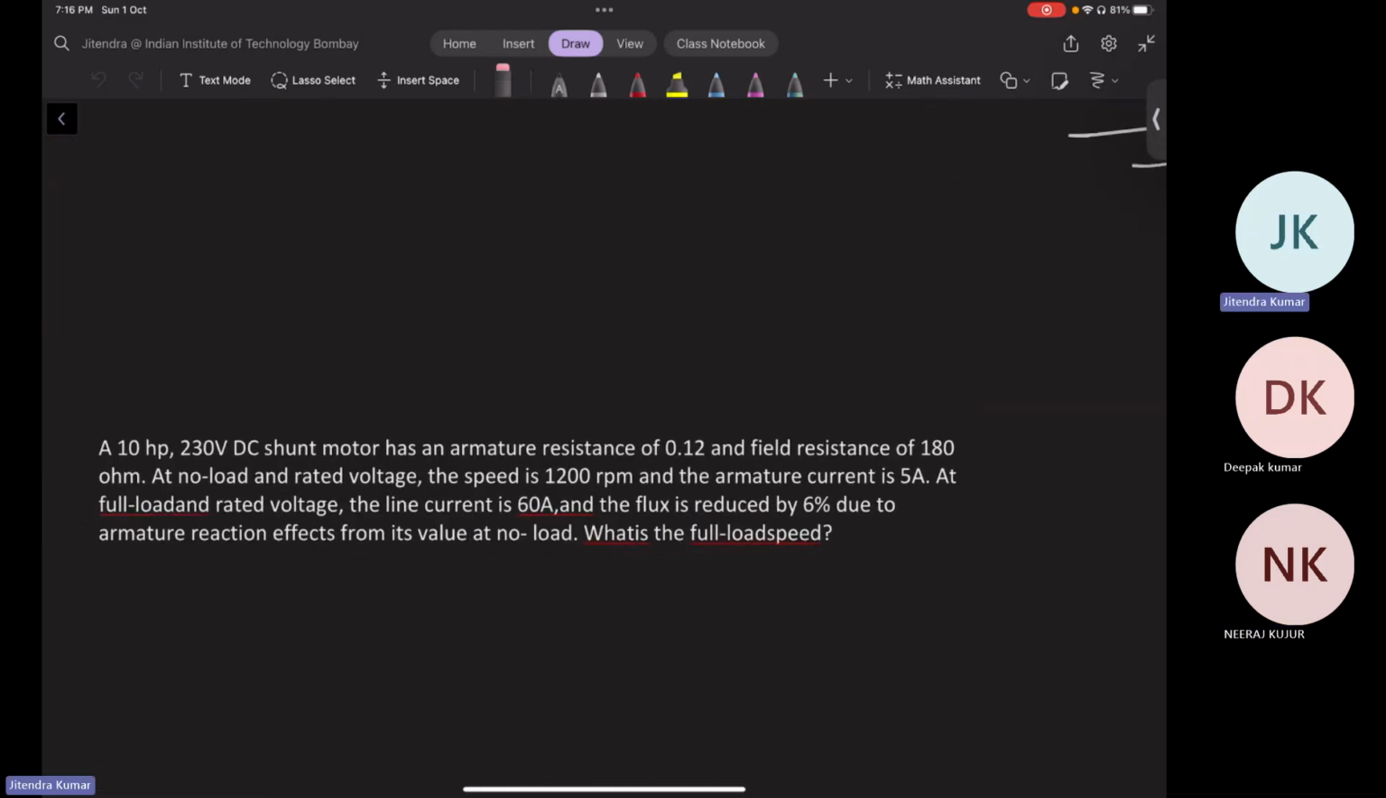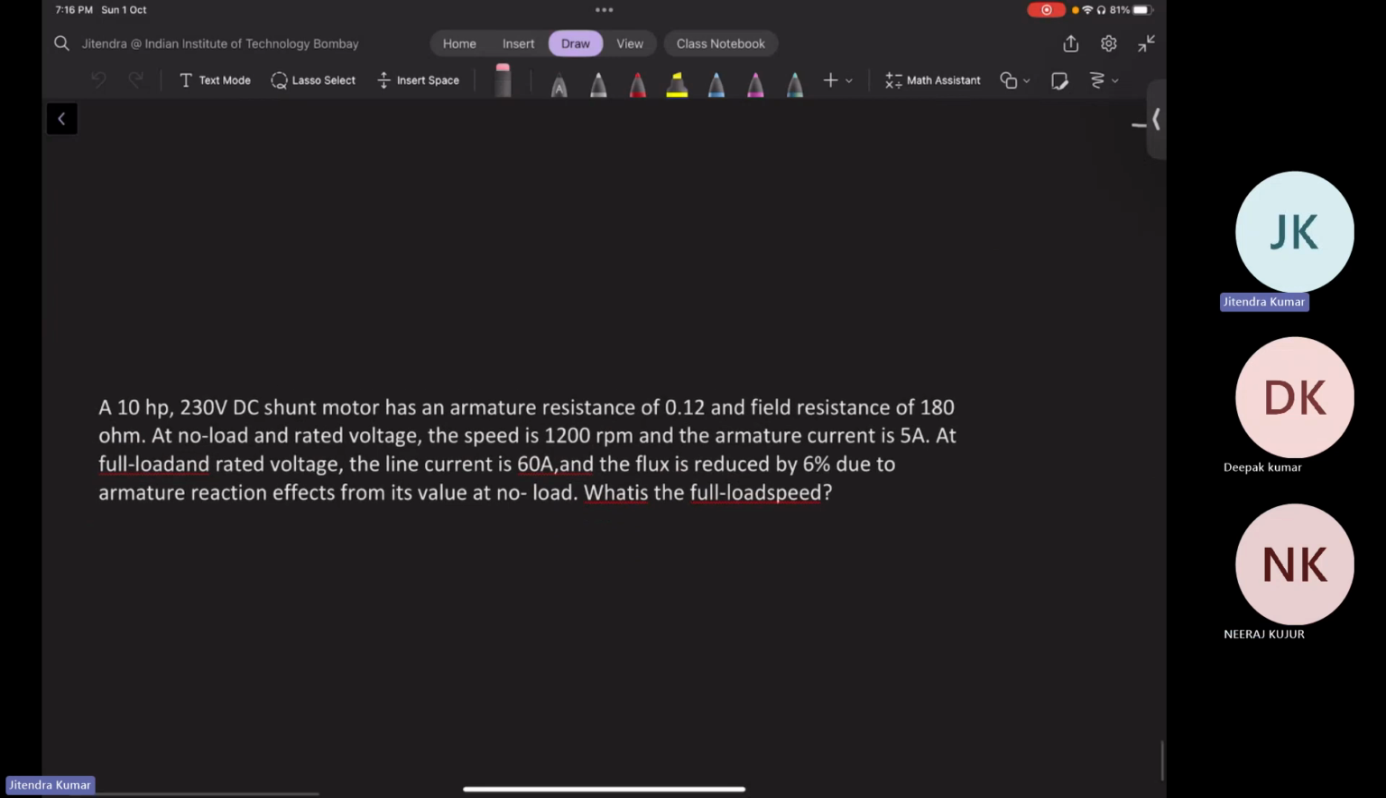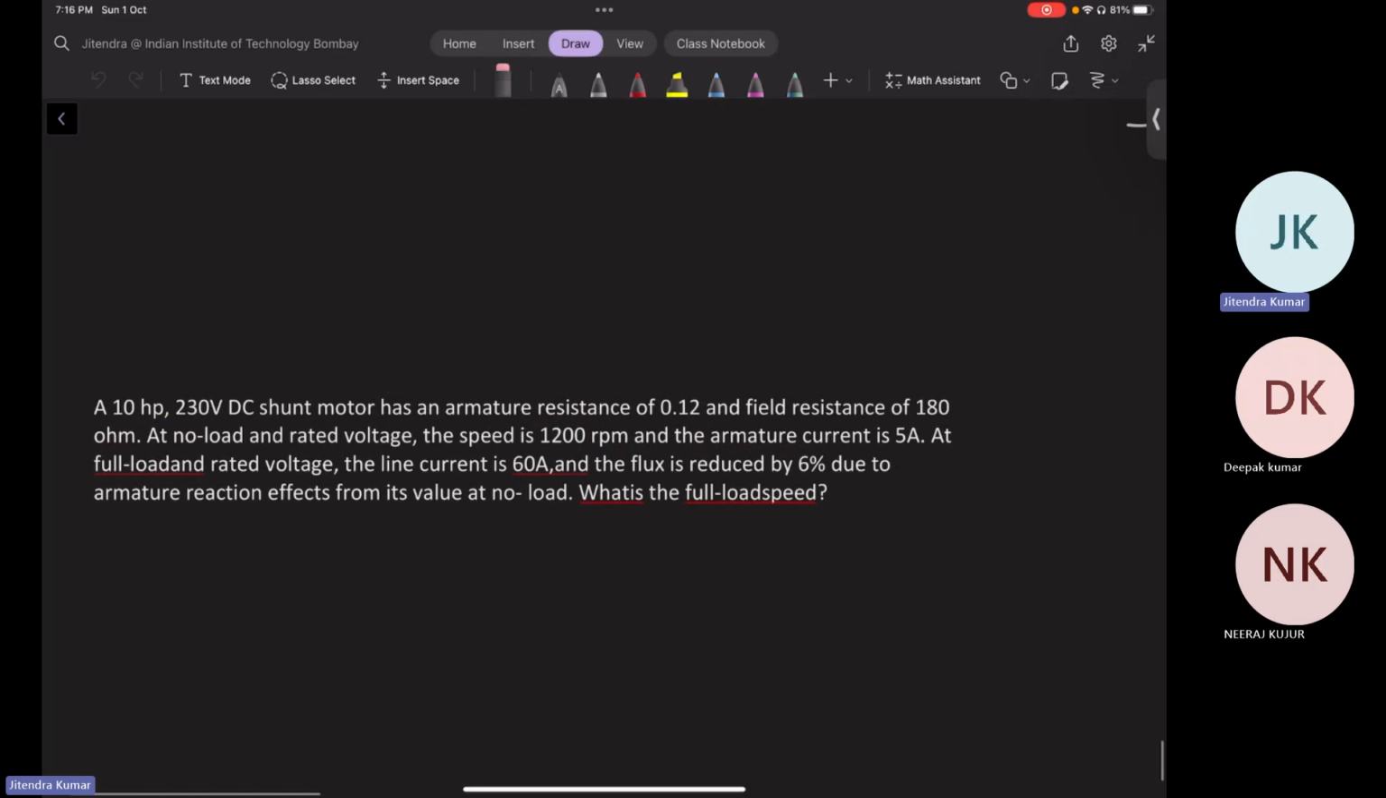What he wrote is that a 10 horsepower, 230 volt DC shunt motor has an armature resistance of 0.2 ohm and a field resistance of 180 ohm. At no load and rated voltage, the speed is 1200 rpm and the armature current is 5 amps. At full load and rated voltage, the line current is 60 amps and the flux is reduced by 6% due to armature reaction effects from its value at no load. What is the full load speed?